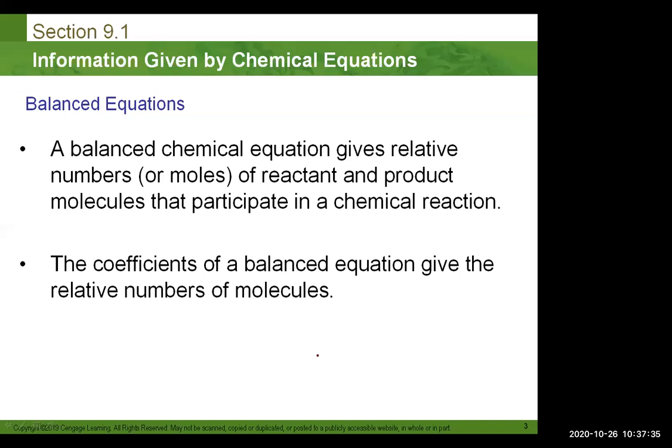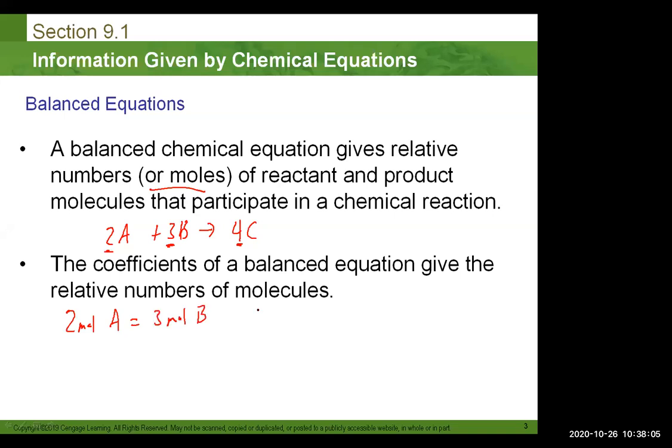And when we look at a balanced equation, we can look at those coefficients as really being the moles. So that gives us a nice relationship. For example, if we had 2A plus 3B gives us 4C, we could look at each of these coefficients as really the moles of each of those things. So for example, we could say for every 2 moles of A we put in there, we also have to put in there 3 moles of B.